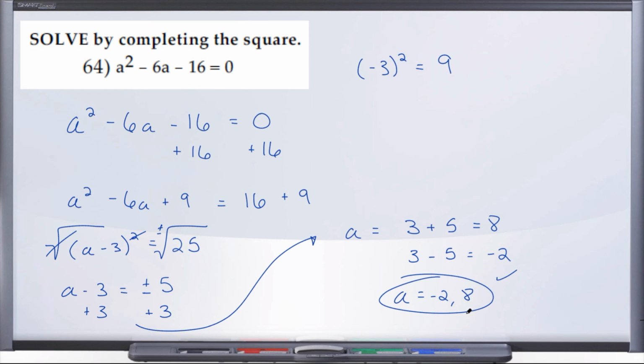And again, if you wanted to check yourself on your final exam, take each of these solutions, negative 2, plug it in to the left side, you should get 0. Take 8, plug it into the left side, and you should get 0. And if you did that here, you would see that both of these solutions are correct.